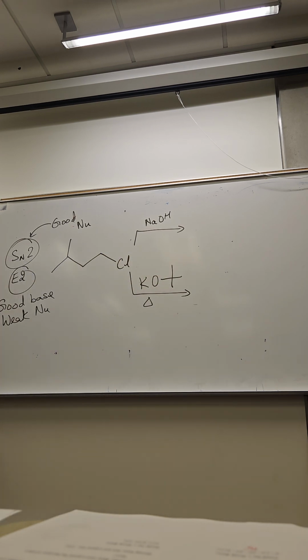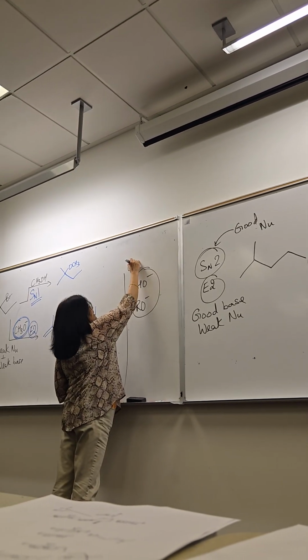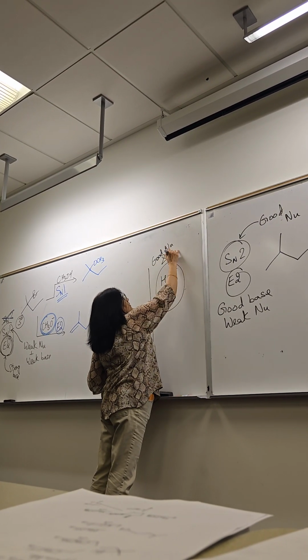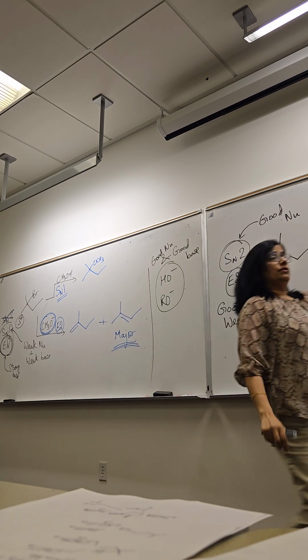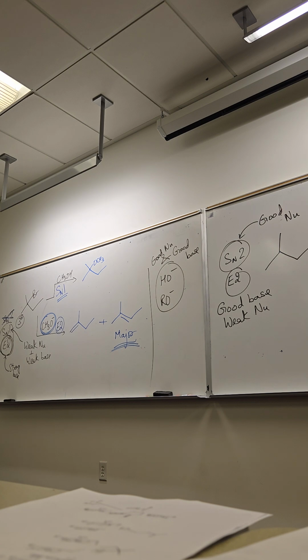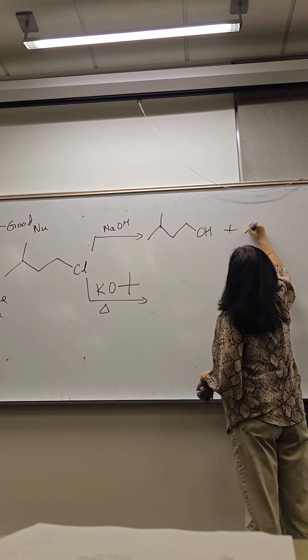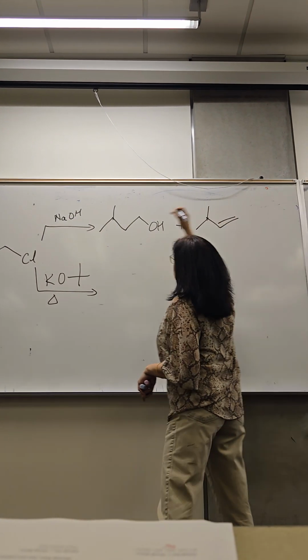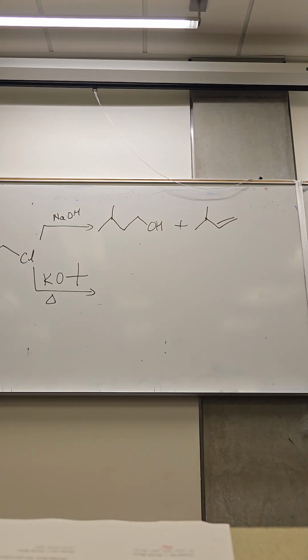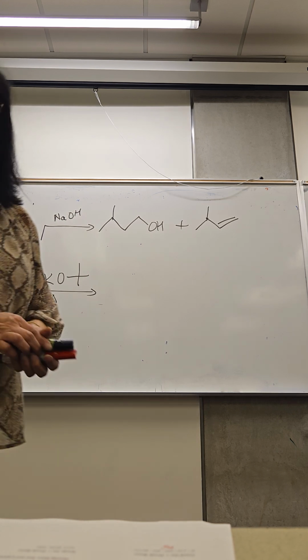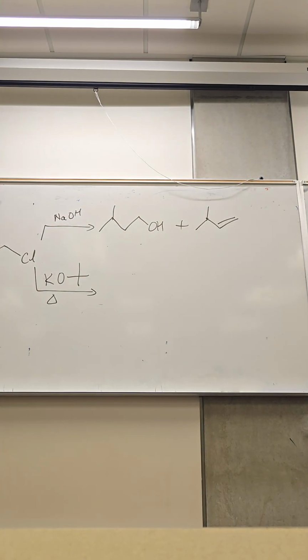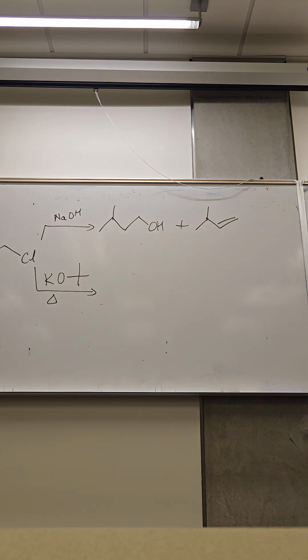So how do I know in the first case it is SN2 and not E2? You have a good base, so would I get both? Should I get the substitution product, SN2, or the elimination product as the major product? So what does the table say for primary substrates? When it's a primary substrate and you have a good nucleophile and a small base, you do SN2. That's your major product.